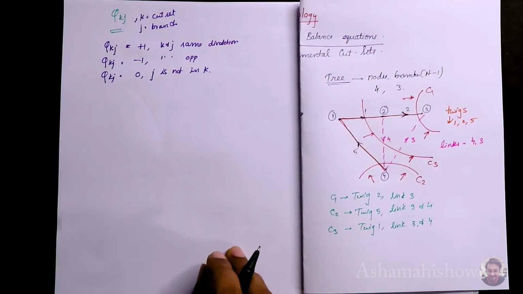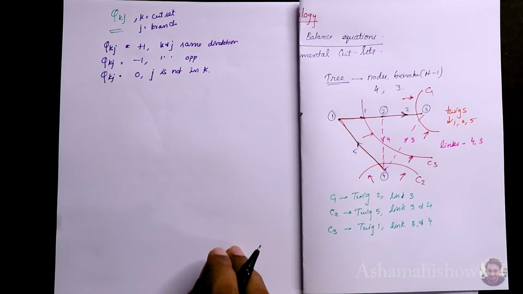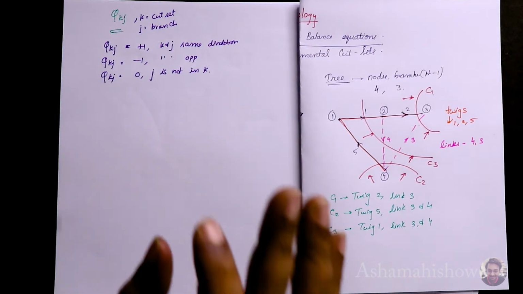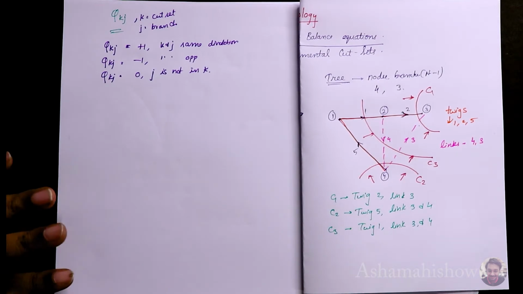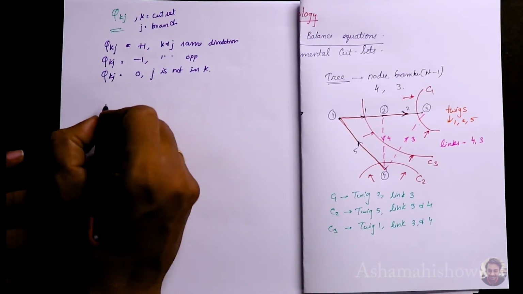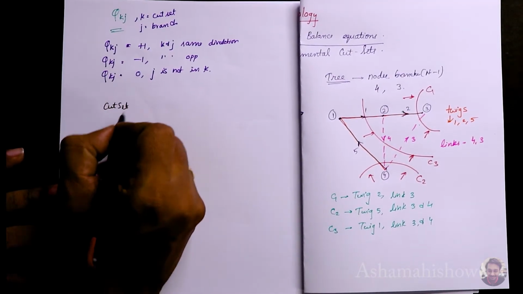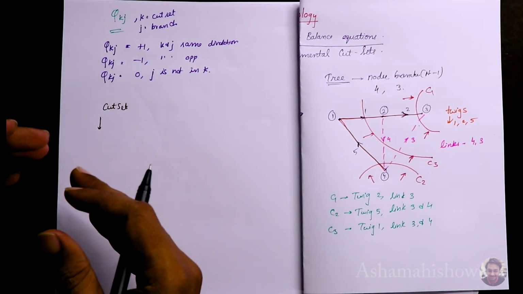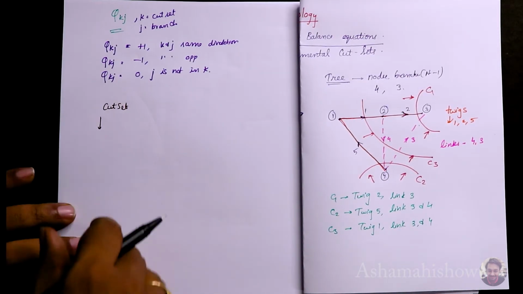QKJ means: if your cut set direction and your branch direction are the same, you give a value of plus 1. When they are opposite to each other, you give a value of minus 1. When they are not linked with each other, you give a value of 0. Now let us make a tabular form. For the tabular form, the cut set is taken along the column, as we do every time, like with the tie set where every current is taken in the column equation.